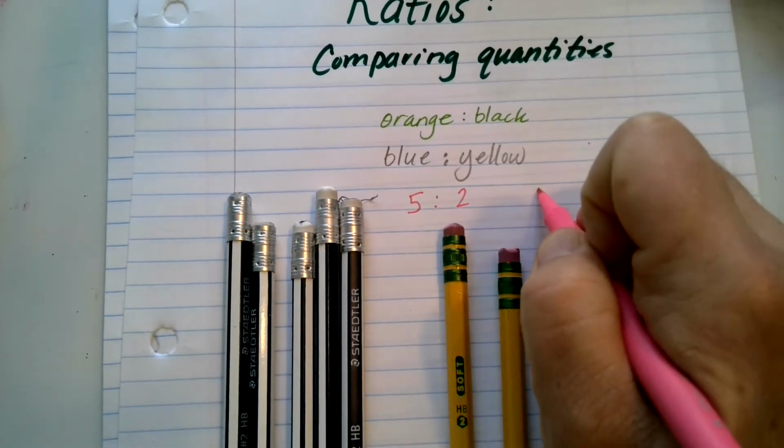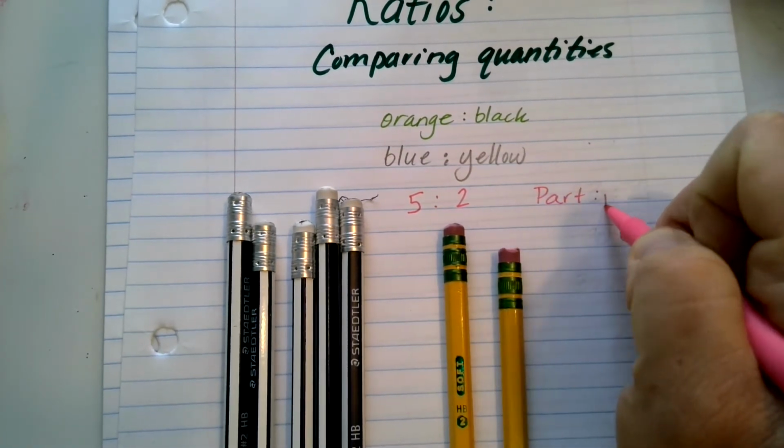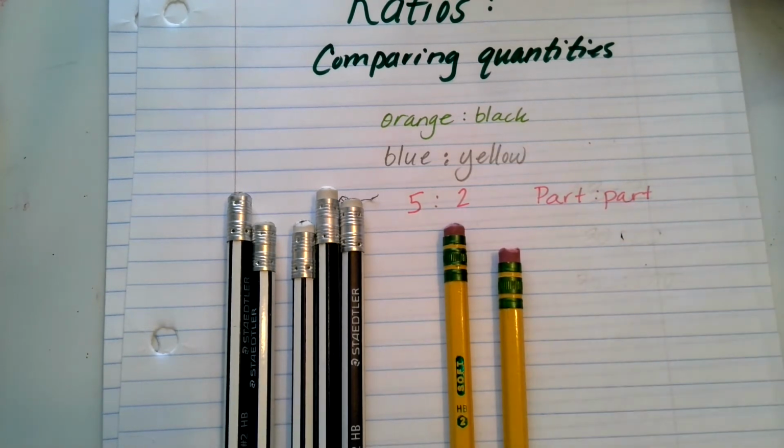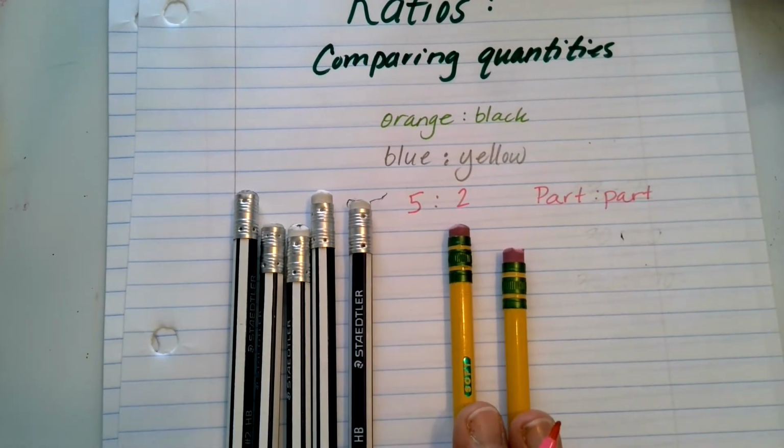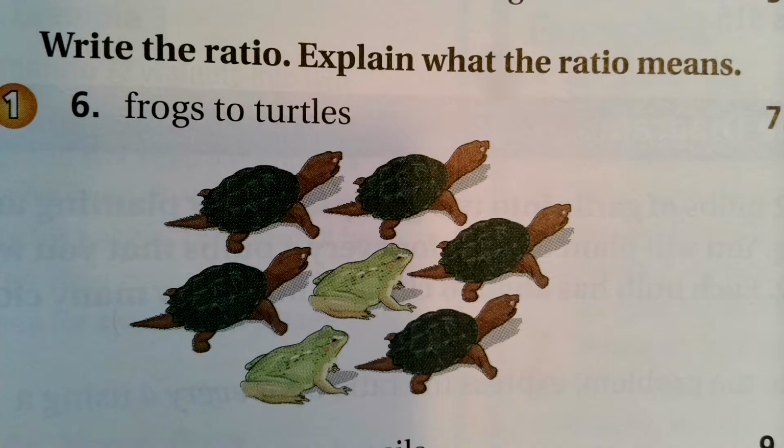So this would be called a part-to-part ratio. You're comparing how much of one part there is compared with how much of the next part there is. Here's another example for how many frogs to turtles. So you're going to write the ratio and then you're going to explain what the ratio means.